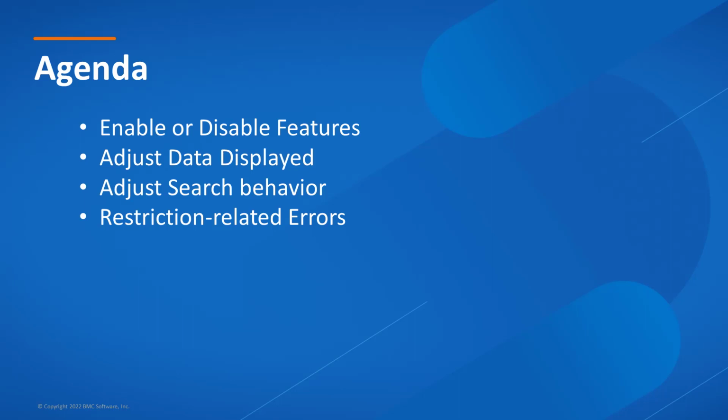There are around 10 frequent requests from customers asking for information about how to configure some settings from Smart IT. So we have this top 10 falling into these few areas: enabling or disabling features, adjusting the data to be displayed, adjusting search behavior, and finally a few errors that can be encountered by default restrictions.